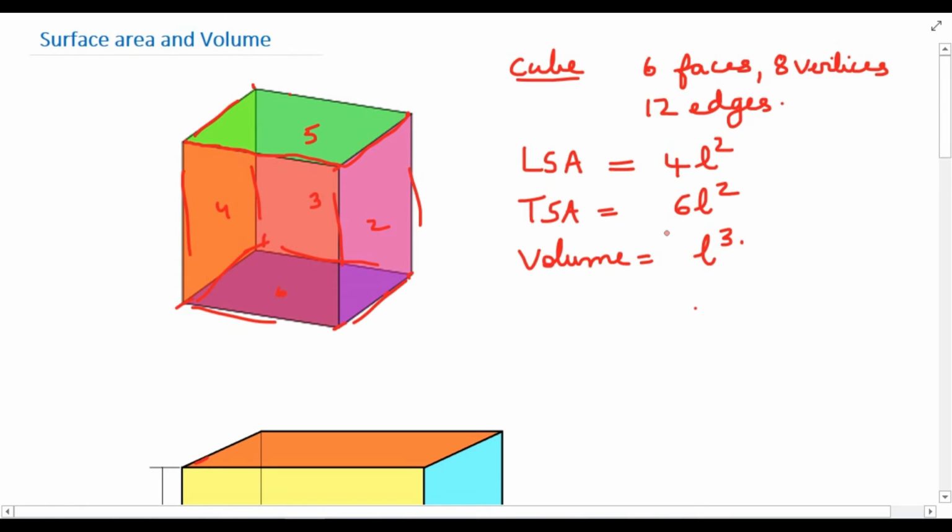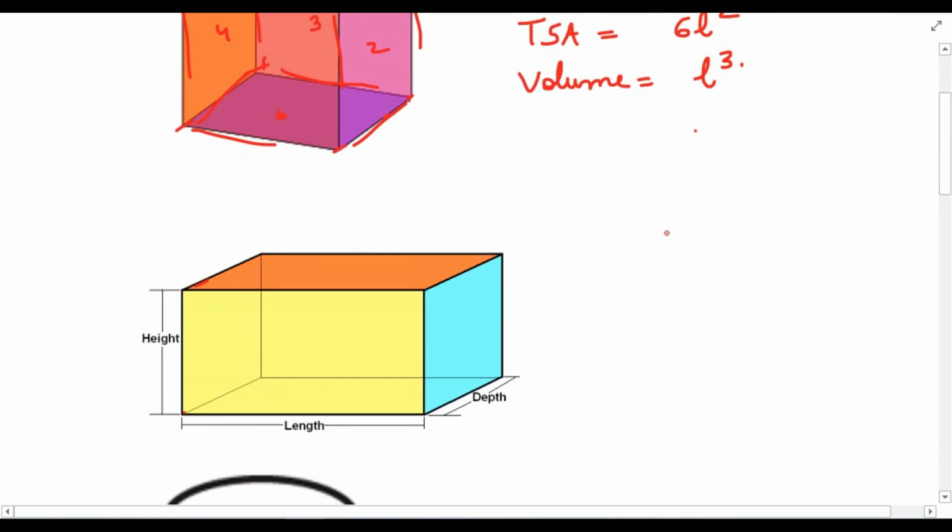The next shape is the cuboid. For a cuboid, length, breadth and height will be different. Even for a cuboid, we have 6 faces, 8 vertices and 12 edges. In a cube, the length, breadth and height are the same, whereas in a cuboid, length, breadth and height are different.